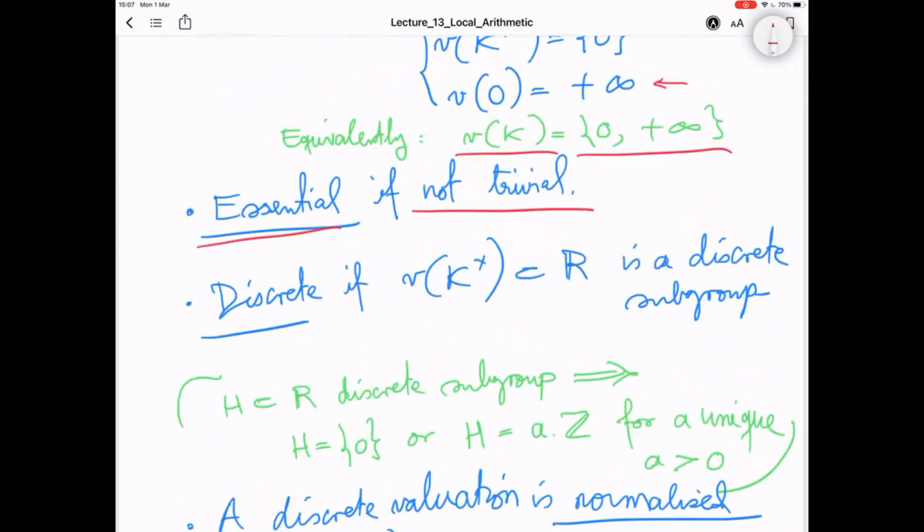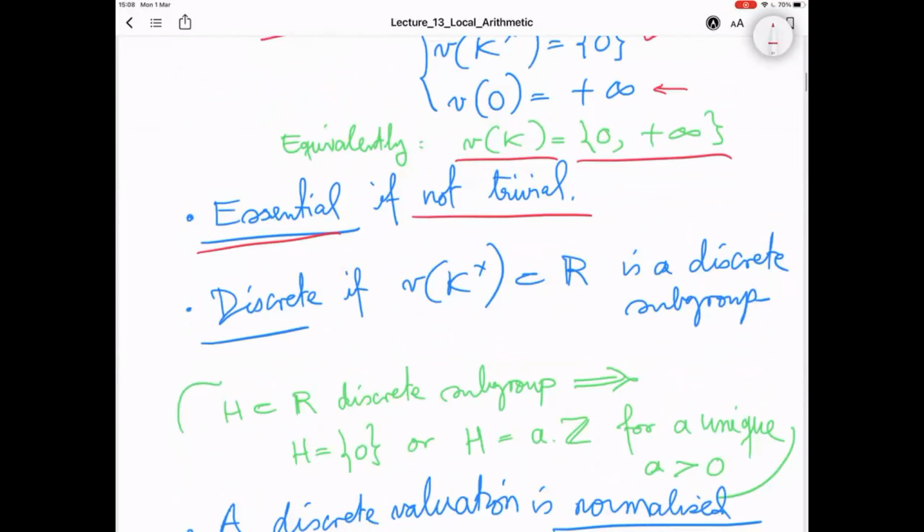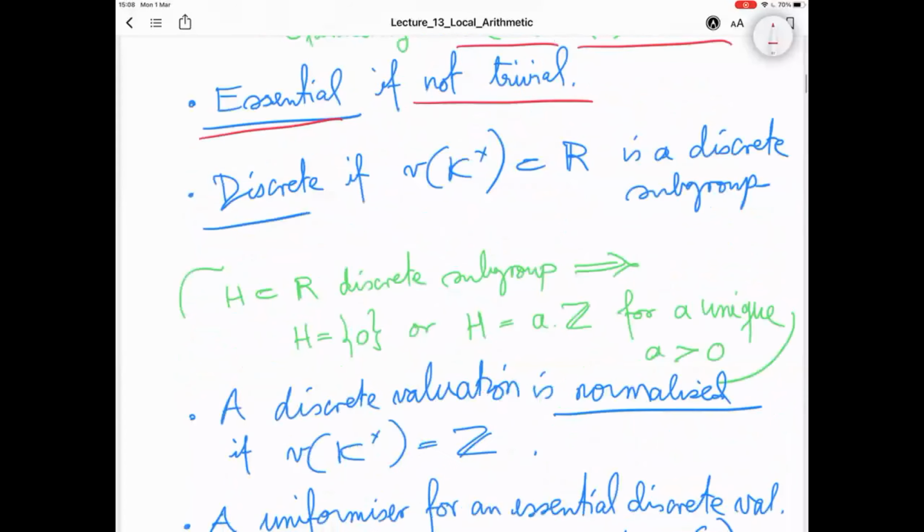And I'll call a valuation essential if it is not trivial. These are just words. People tend to say non-trivial, but I don't like that terminology. Essential is better. Now, here is an important concept, which is that of a discrete valuation.